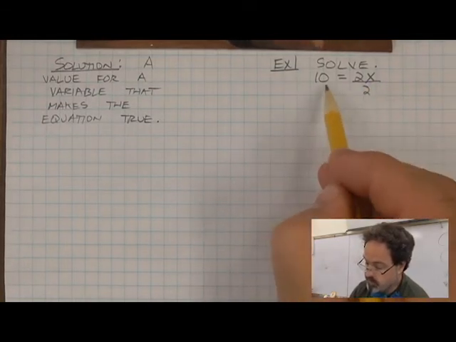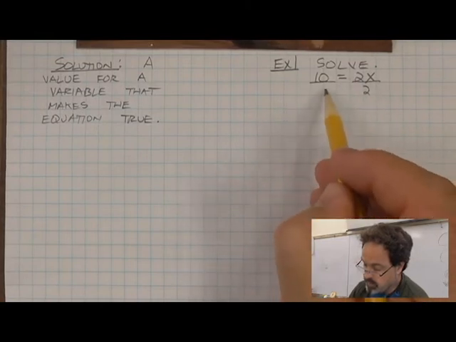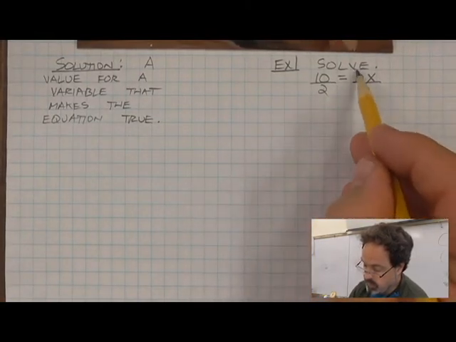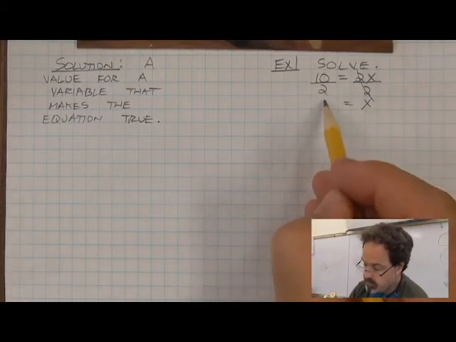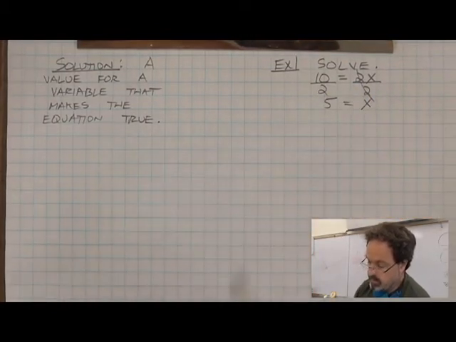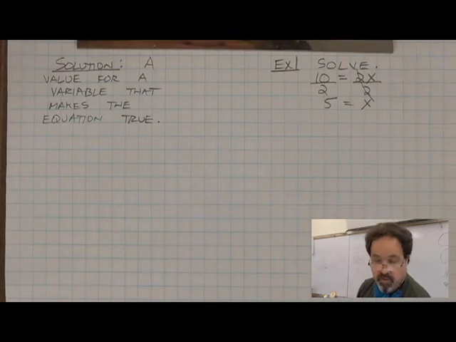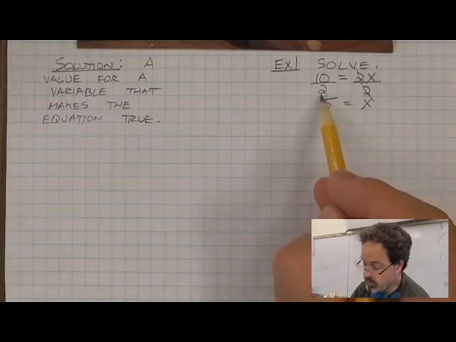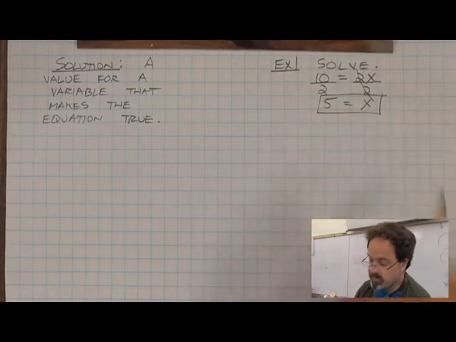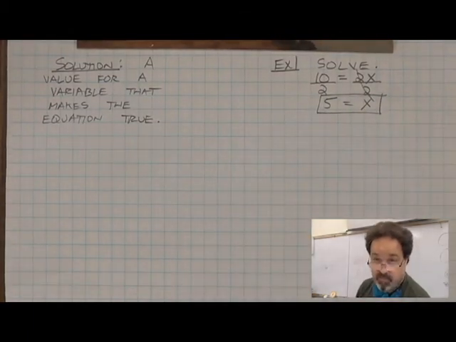We can use the algebraic process to undo what's happening to x so that x is by itself. And on the other side of the equation, we can simplify this to 5. The value 5, if substituted in for x, will make the original equation true. We say x equals 5 is the solution.